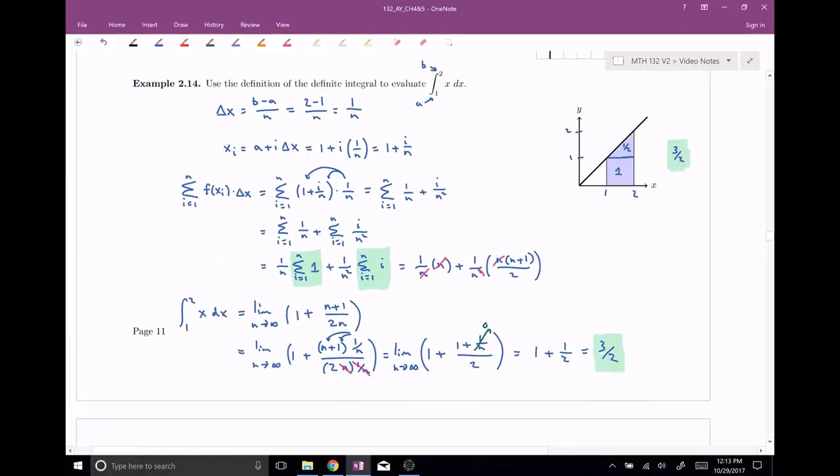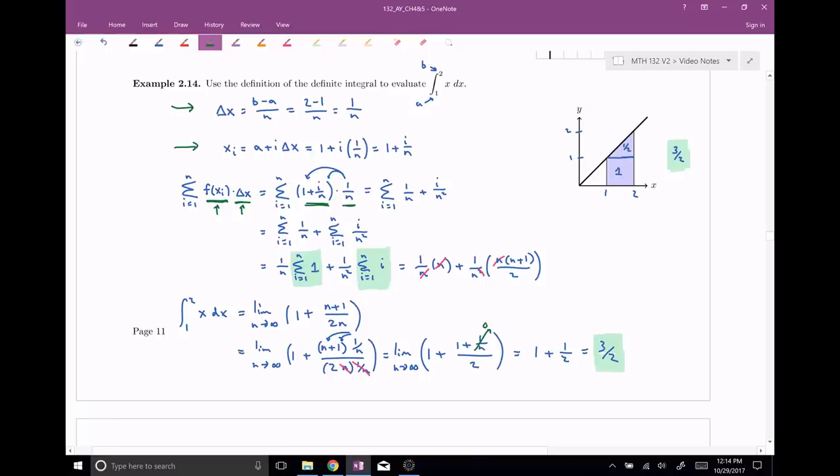Let's recap one last time. We found the width, and we found the right endpoints. Then we took those right endpoints and plugged them into the function's value to get the function's height at those right-hand endpoints. Remember, we're using right-hand sums. So those were the heights. We plugged in the widths, and that gave us the area of a single rectangle, but we wanted to add together all of the rectangles. In this case, we were using n of them. So we added together n rectangles. So again, here was the height, and here was the width.